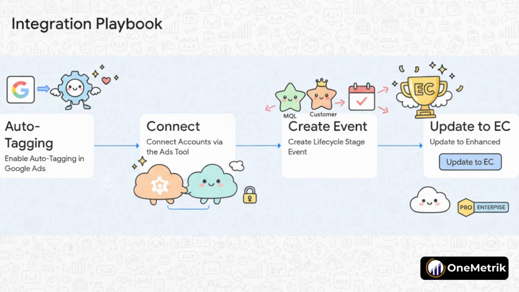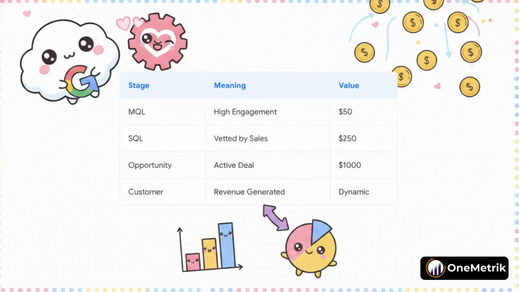One quick side note here, to push these lifecycle-based conversions, you do actually need HubSpot Marketing Hub Professional or Enterprise or Operations Hub Pro. Just keep that in mind. This brilliantly illustrates how mapping your HubSpot lifecycle stages directly to Google Ads unlocks an absolute superpower.